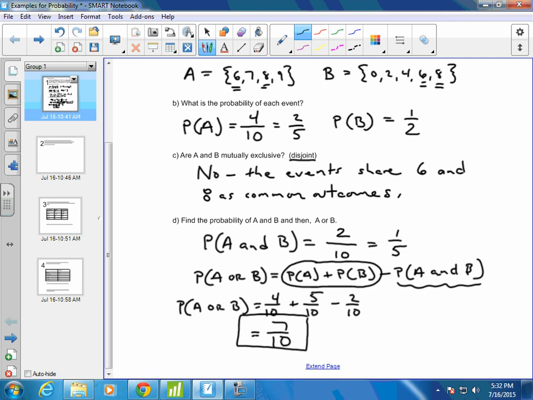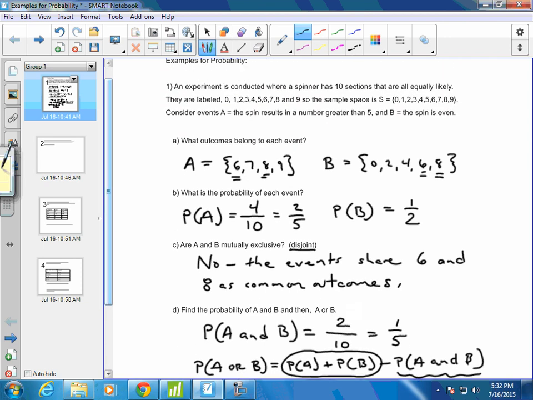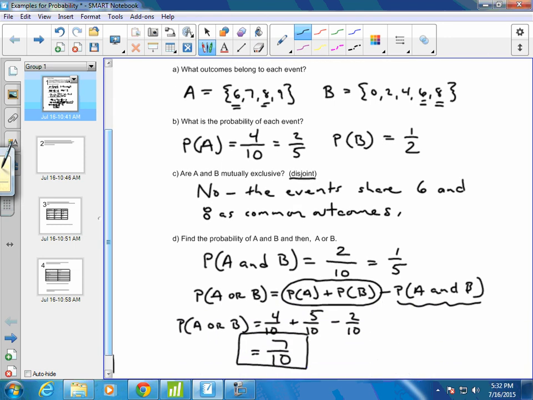Now, with a real small sample space like this, you could find the probability of A or B by actually just counting. So if we go back to the sample space, let's see, to satisfy either A or B at the same time, we would immediately take 6 through 9, so there are 4 outcomes. The 0 is the 5th, the 2 is the 6th, and the 4 is the 7th outcome. So we got 7 outcomes out of the 10 that satisfy either A or B. All right, let's see what we got next.